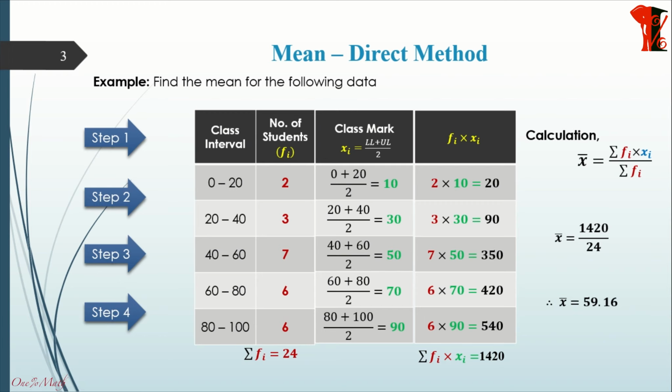Basically the mean lies in the class interval which is in the middle of all the class intervals, that is 40 to 60. So this is all about the direct method.